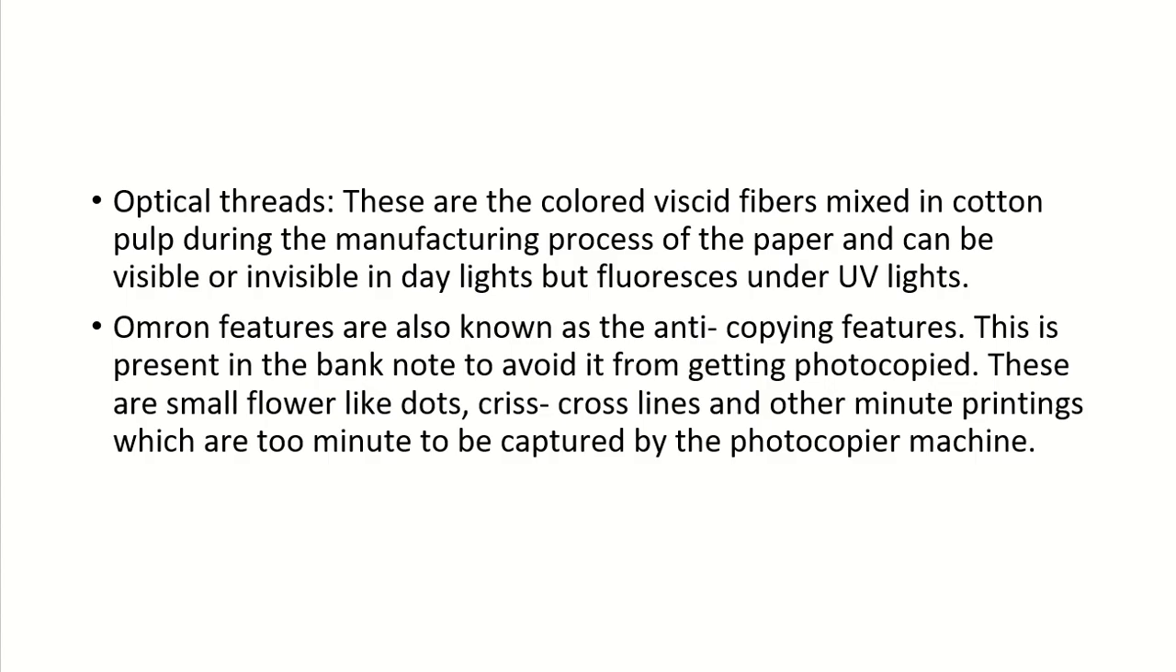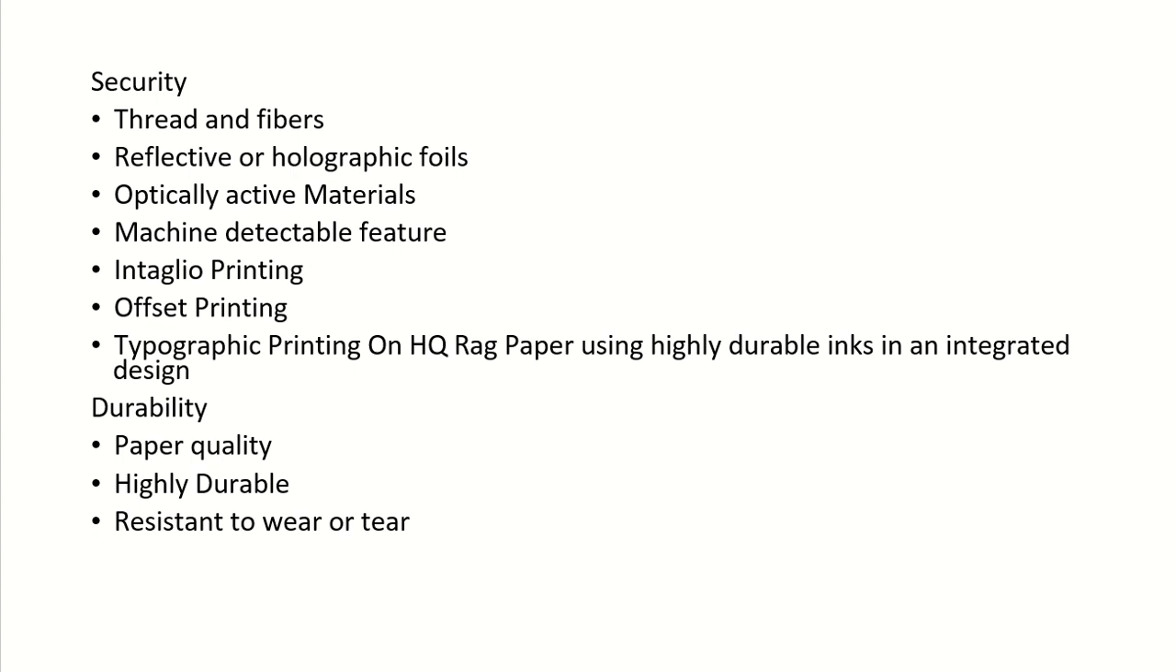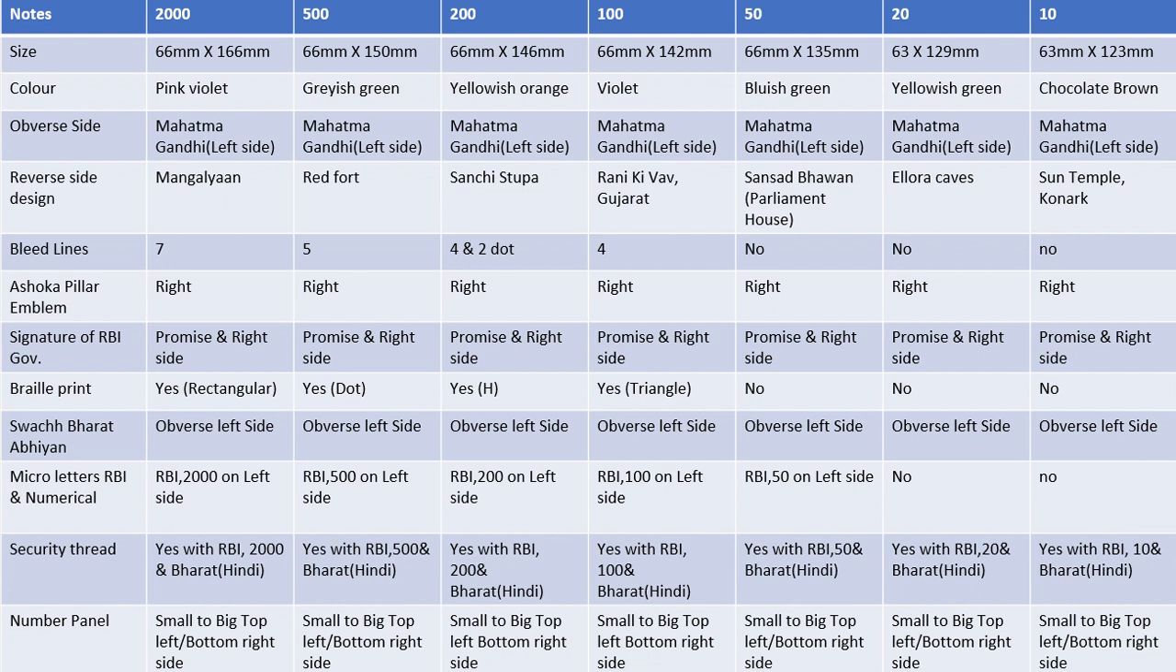Optical fibers: these are the colored viscid fibers mixed in cotton pulp during the manufacturing process, and they fluoresce under UV light. Omron feature or anti-copying feature: these are small flower-like dots, crisscross lines, and other minute printings, and are not present in photocopied currency notes. So in a currency note, for security, there are thread and fiber, reflective or holographic foils, optically active materials, machine detectable features, intaglio printing, offset printing, typographic printing, etc. And for the durability of the currency note, highly durable paper quality is used, resistant to wear and tear.